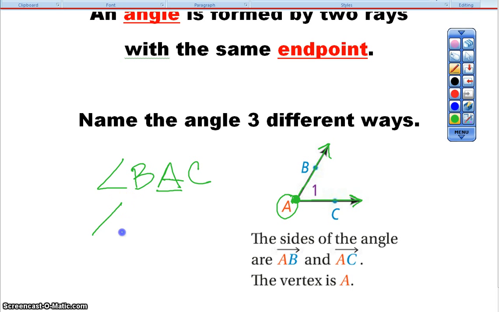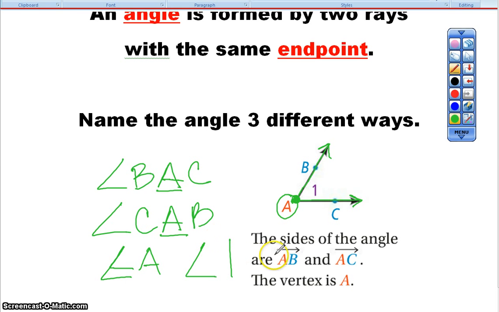I could also name it angle CAB. Again, A is in the middle. Or because there's just one angle here, I could name this angle A. And I could also name it, because of that number there, angle 1. So there are really four different ways I could name this angle.